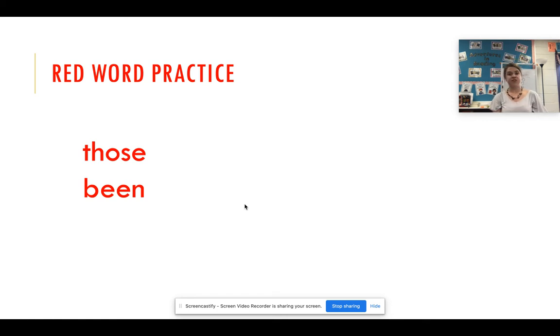Word number 2 is been. Now, this one it's real tricky because it does not sound the way it looks. So our word is been. B-E-E-N. All right, let's arm tap it. Been. B-E-E-N. Been. Ready? Been. B-E-E-N. Been. One more. Been. B-E-E-N. Been. Very good.